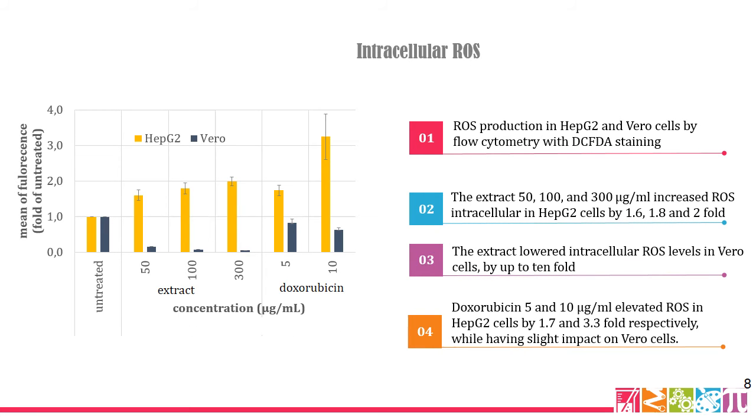We determined the quantitative ROS production in Hep-G2 and Vero cells by flow cytometry with DCFDA staining. The extract increased intracellular ROS in Hep-G2 significantly by 1.6 to 2-fold. Interestingly, it lowered intracellular ROS levels in Vero cells by up to 10-fold. This finding supports the selectivity of the extract toward hepatocarcinoma cells. Doxorubicin also elevated ROS in Hep-G2 cells while having slight impact on Vero cells.